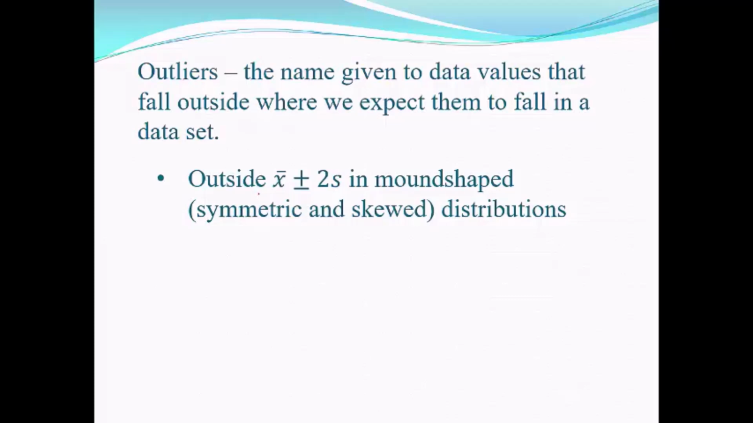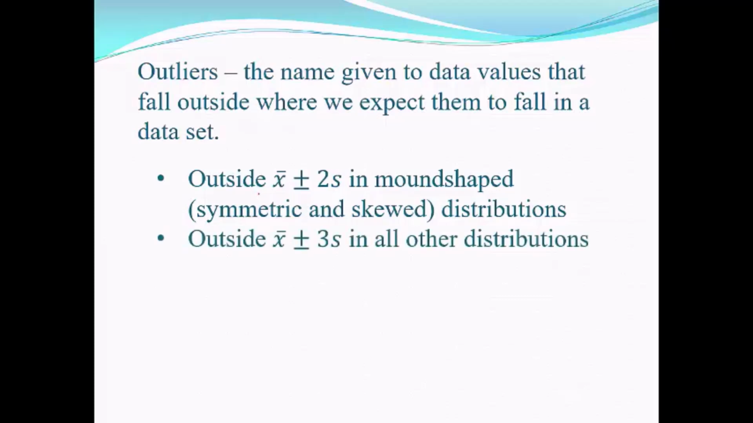And the only thing that changes when we move from the symmetric or the skewed distribution to when we're working with Chebyshev is we don't know the shape, so we have to hedge our bets a little bit and go outside x bar plus or minus 3s. I could just as easily say mu plus or minus 2 sigma, mu plus or minus 3 sigma. You can see that I use these symbols interchangeably as we go. It doesn't matter if you're talking about populations or samples. The idea stays the same.